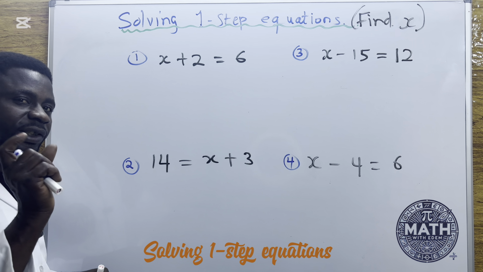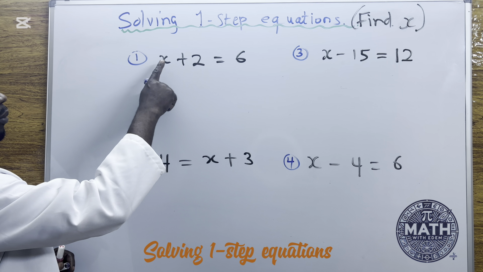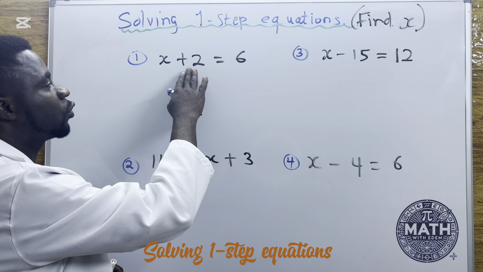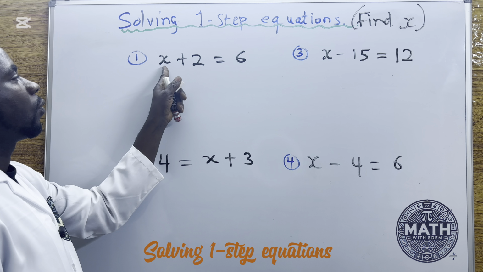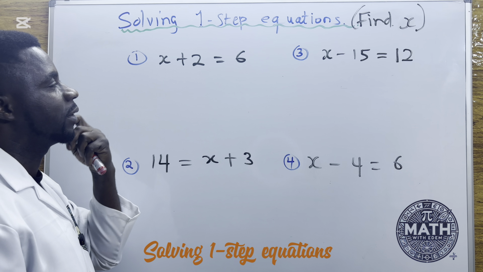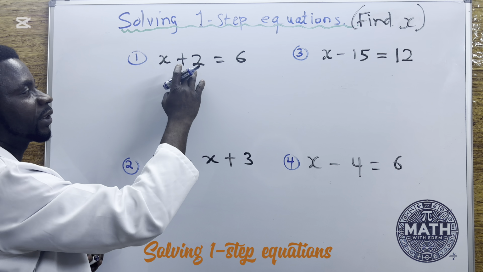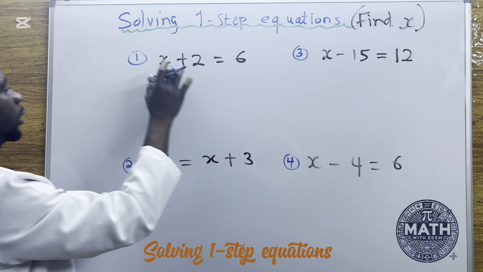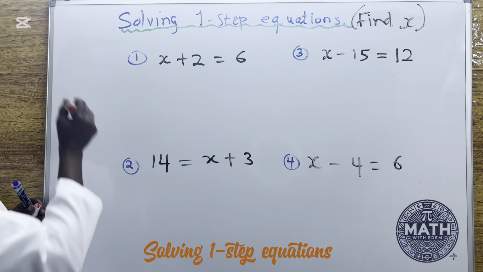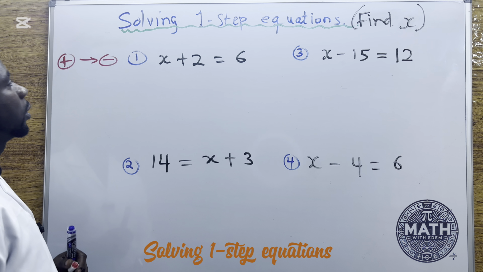Now in equations, there are some simple steps you should follow. When there is addition between the variable and the constant, if we want to do away with the constant, we should subtract. So in equations, addition results in subtraction.